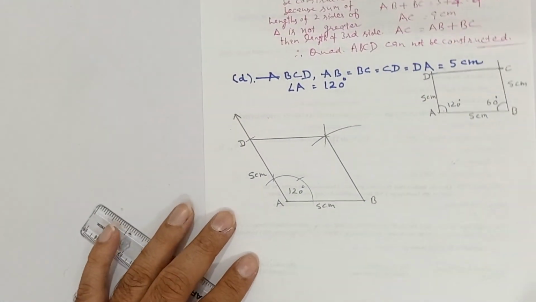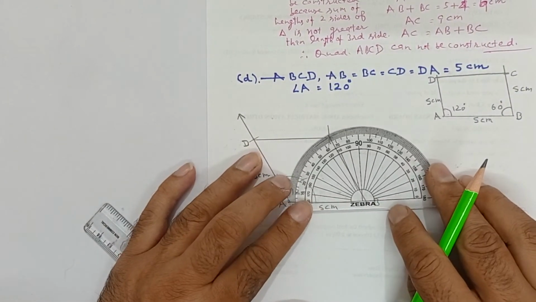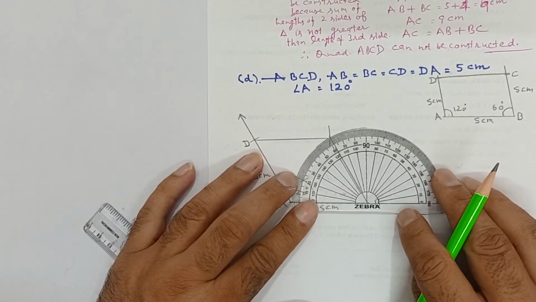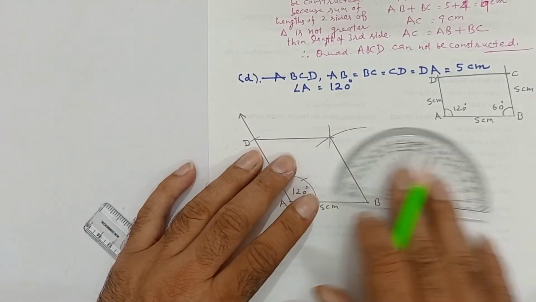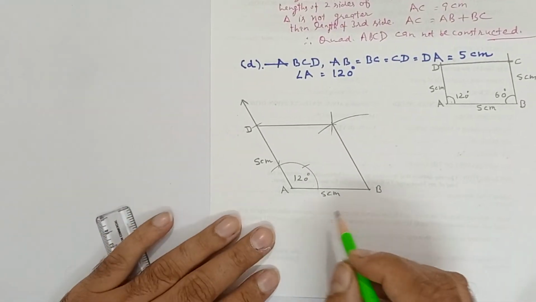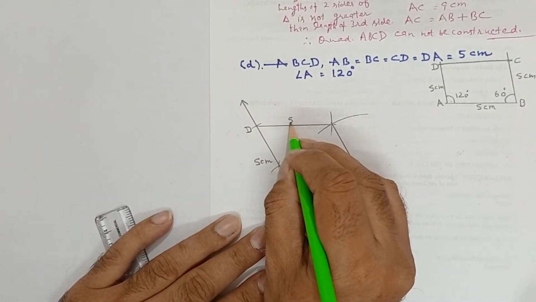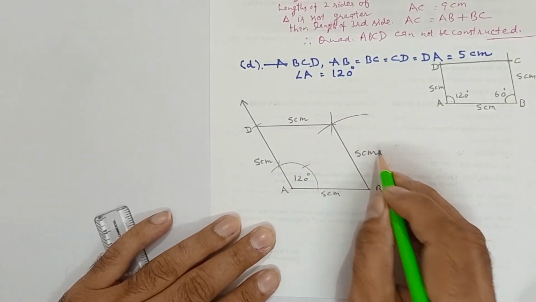Now check what angle B you are getting. Look, I have kept the protractor here. Look, you are getting a 60 degree angle. I have already told you, but we need not draw 60 degrees first. This is also 5 centimeter, and this is also 5 centimeter.